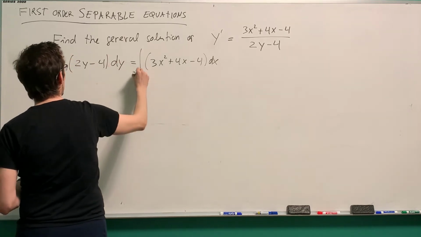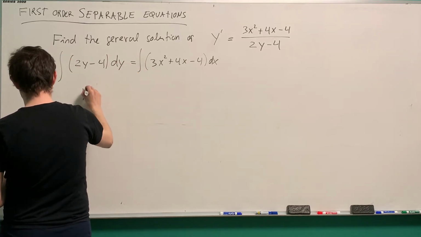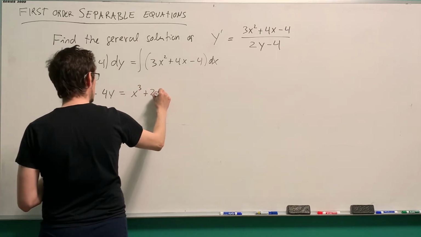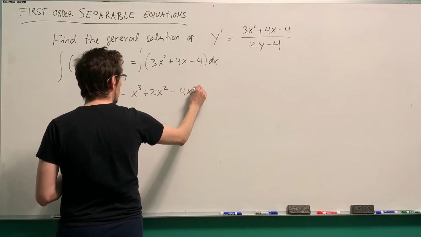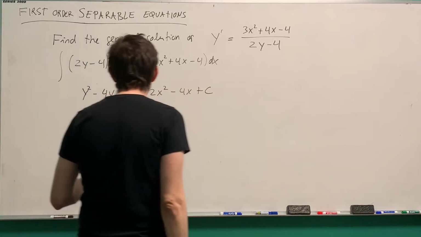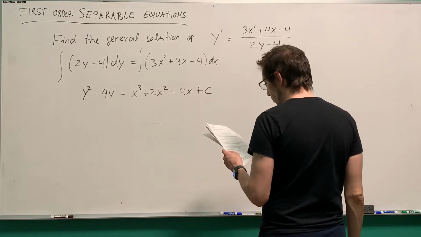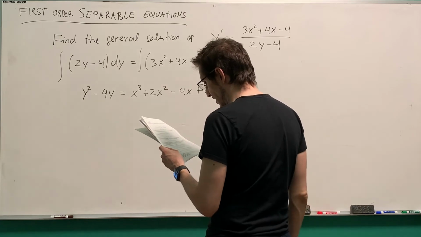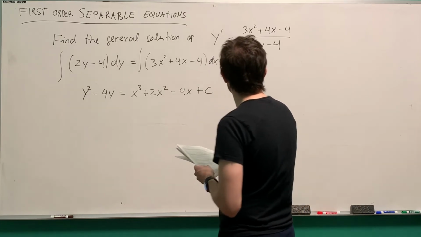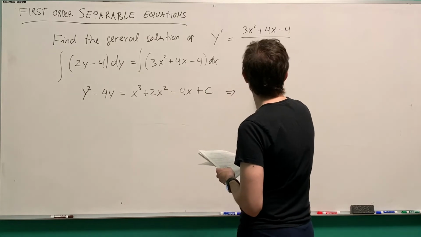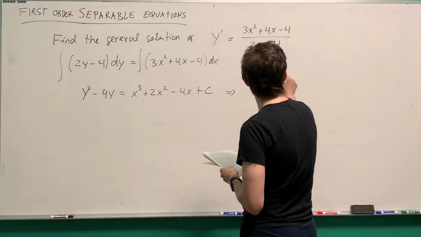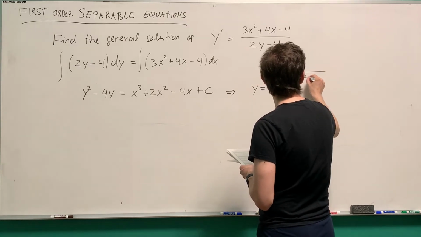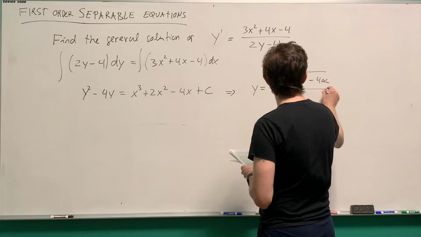So if we integrate both sides, what we get is y squared minus 4y equals x cubed plus 2x squared minus 4x plus a constant. Right, we need to solve for y though. So how do we solve for y? Well, that's easy. It's the quadratic equation, right? To get a function of x, we need to use the quadratic formula. So remember, the quadratic formula tells me that y is equal to minus b plus or minus square root of b squared minus 4ac, divided by 2a, right?